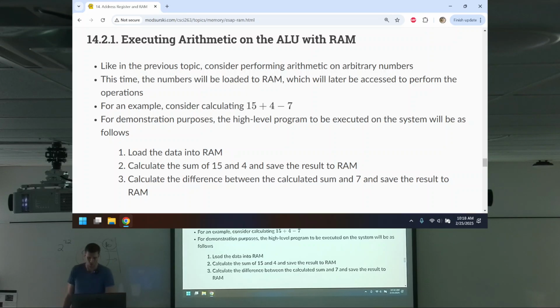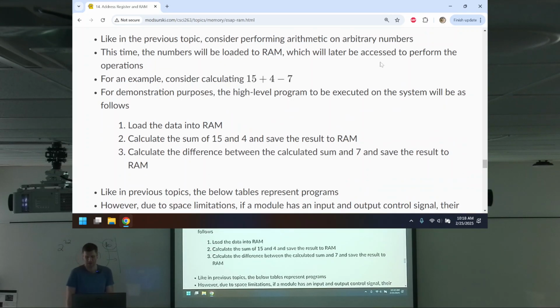For demonstration purposes, the high-level program to be executed on the system will be this idea. Load the data into RAM. So we want to load 15, 4, and 7 into RAM. Then calculate the sum of 15 and 4 and save the result to RAM. Then calculate the difference between the calculated sum and 7 and save the result to RAM. That's what we want to do.